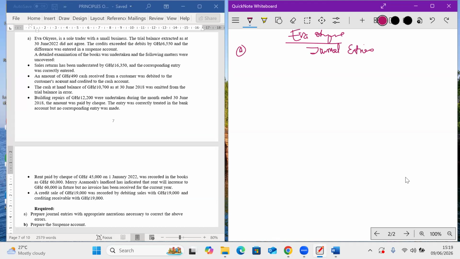Then what do you do? You draw your table. What do you use to draw your table? Pencil. Then what do you write here? You can write particulars. You can write details. You can write description. Then you write your debit here, your credit there, your currency sign, your currency sign. Then you double underline.